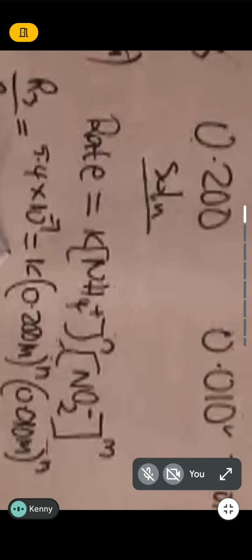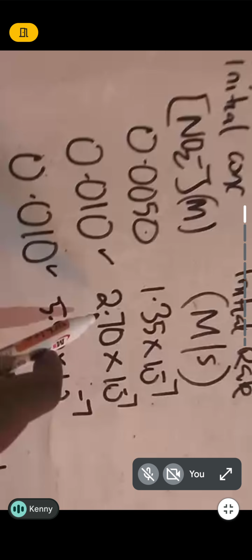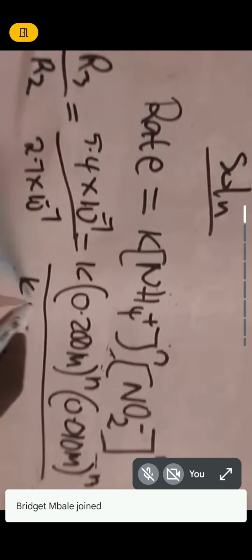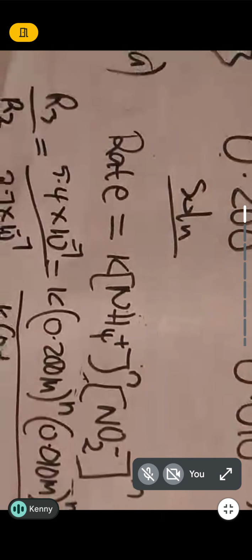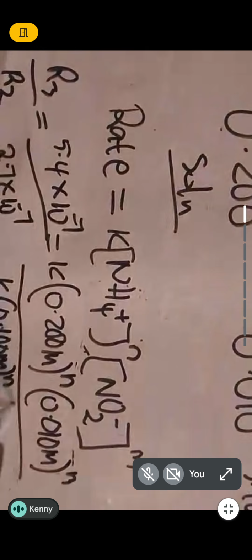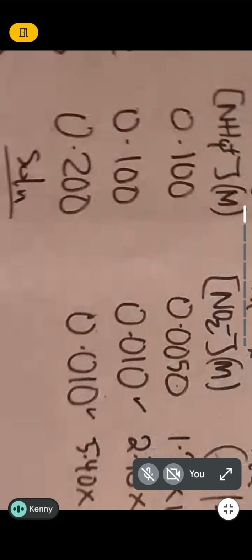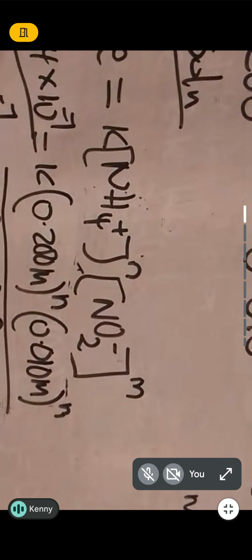Then over R2, the initial rate for R2 is 2.7 times 10 to the power negative 7, equal to K times the concentration of NH4, 0.100 molar to the power n, times the concentration of NO2, 0.010 to the power m.